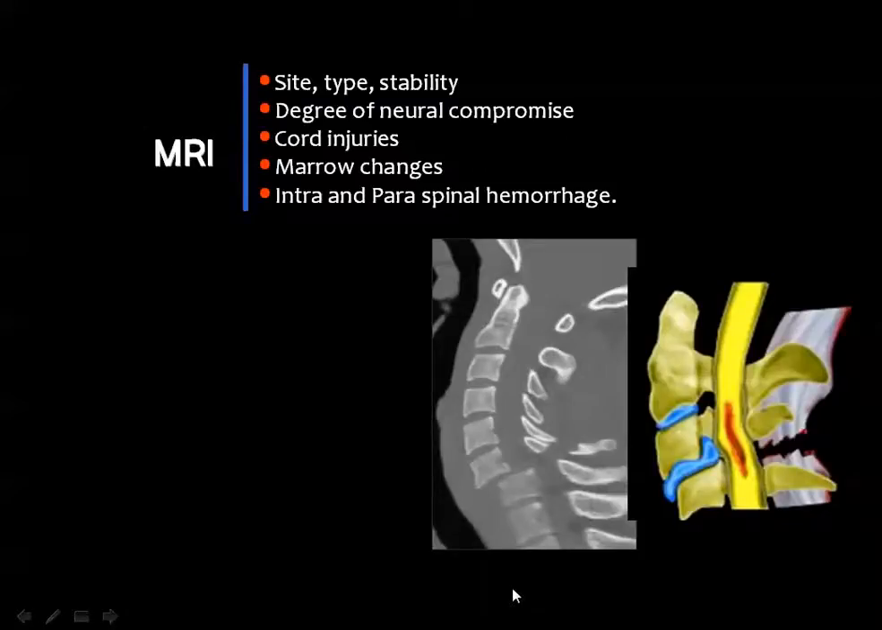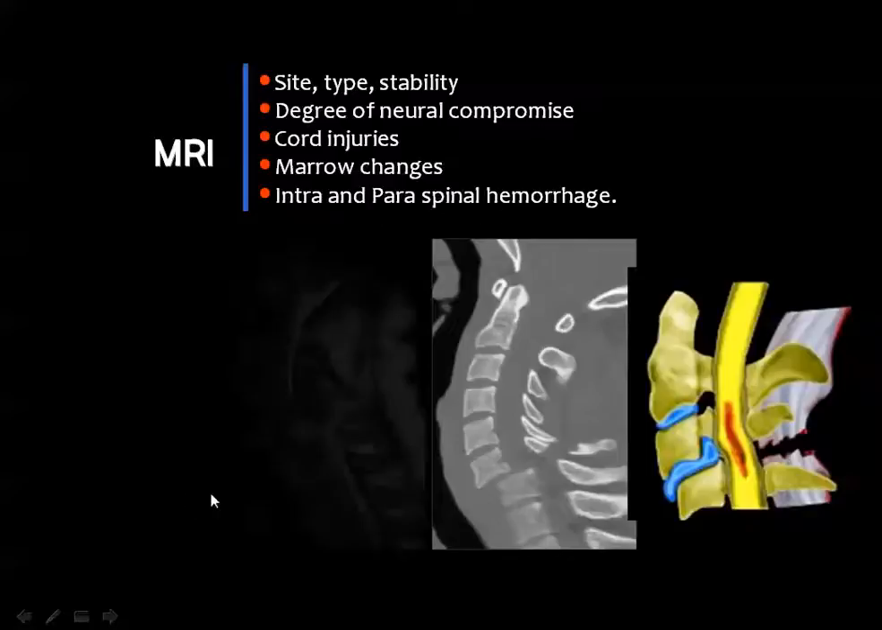Then MRI has an advantage over CT and the plain X-rays in the fact that it can show the spinal cord pathology. Then MRI can detect the site, the type, and the stability of the fracture. It can also show the degree of neural canal compromise, and very importantly, it can show the possible or suspected cord injuries, together with the sensitivity of MRI to detect bone marrow changes, and the detection of intraspinal and paraspinal hemorrhage.